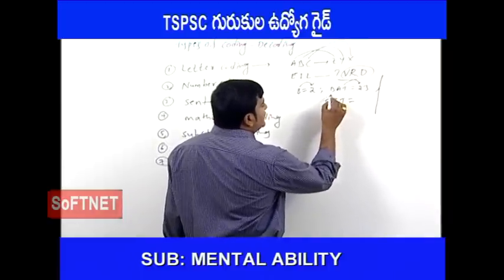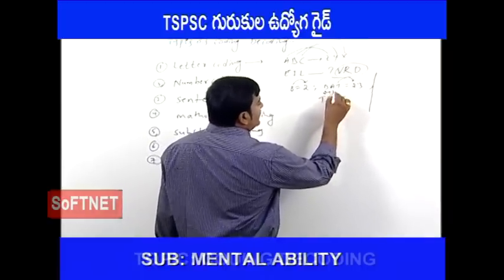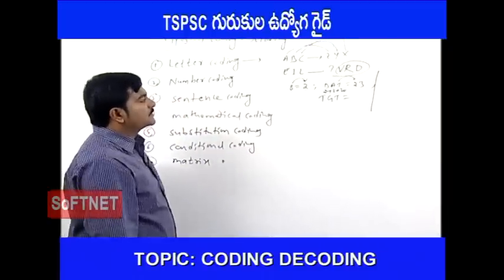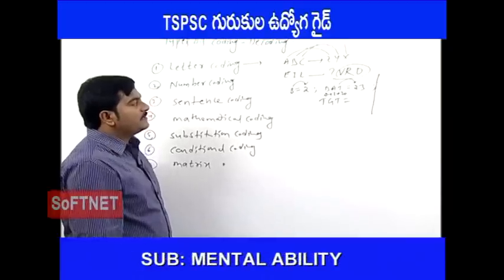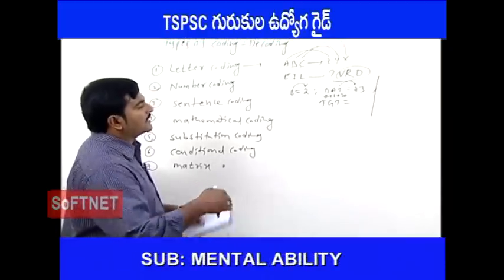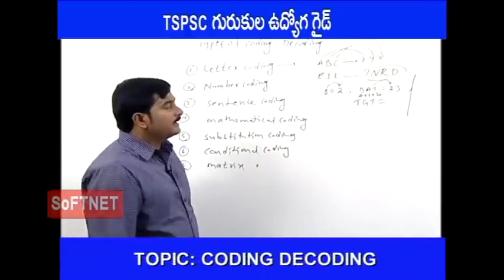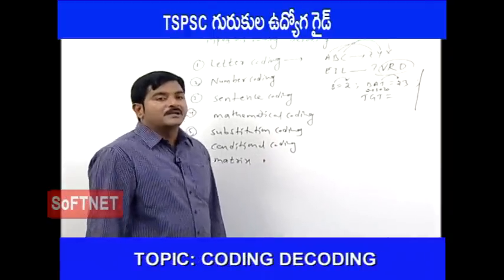Similarly, observe here BAT. B means 2, A means 1, T means 20. I repeat, B means 2, A means 1, T means 20. If I add all three numerical numbers, how much am I getting? 23. That's why BAT can be expressed as 23.